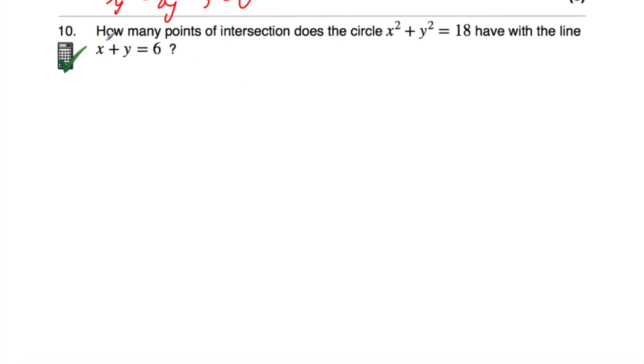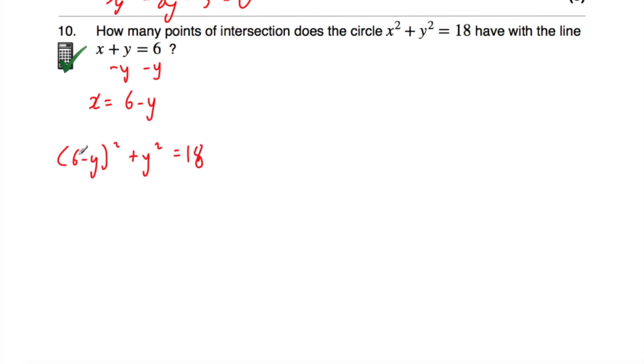So we've got our linear equation, x plus y is equal to 6. Let's make x the subject. Take away y from both sides, so x is equal to 6 minus y. Now we substitute that into the nonlinear equation, the equation of the circle. Instead of x, we write 6 minus y, so instead of x squared it's (6 minus y) squared, and then plus y squared is equal to 18.